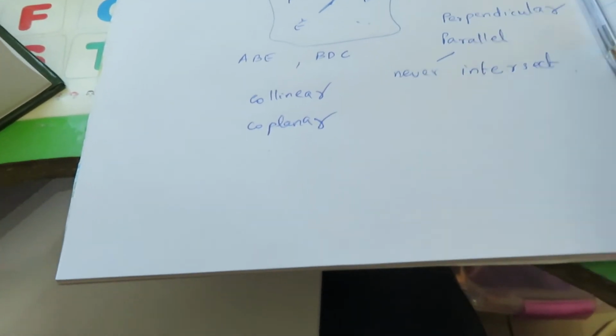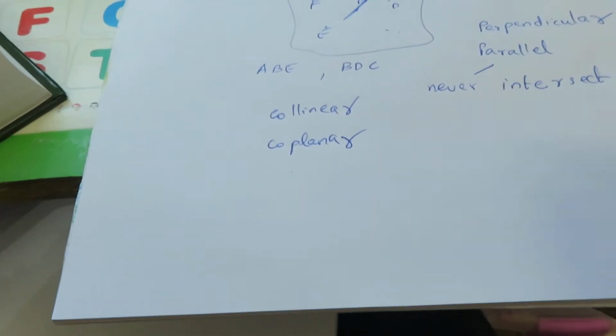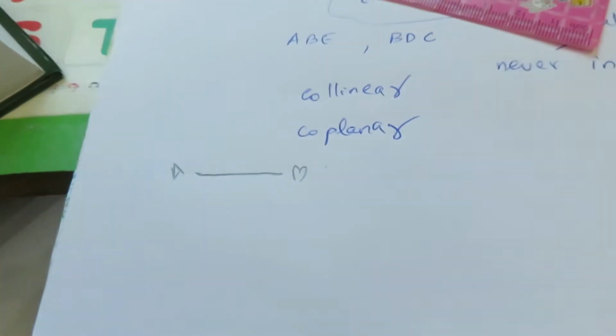What else was there? We learned how to copy a line segment. Let's see. If you have a particular line segment like this of length AB, how do you copy this particular line segment?